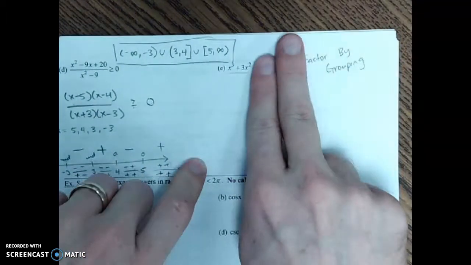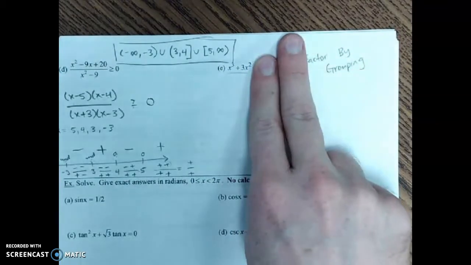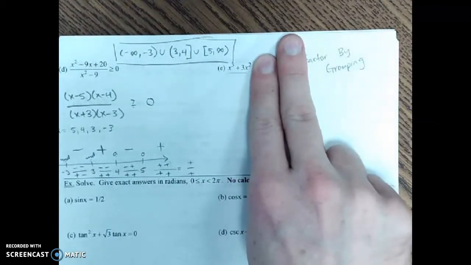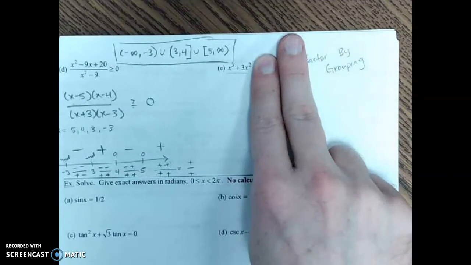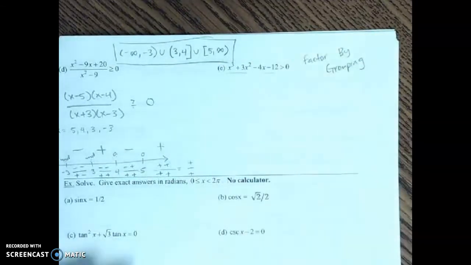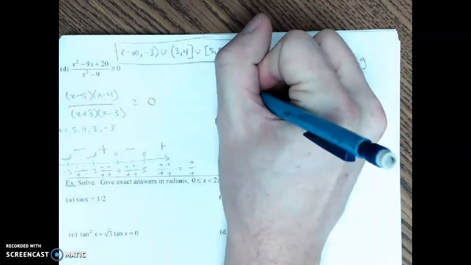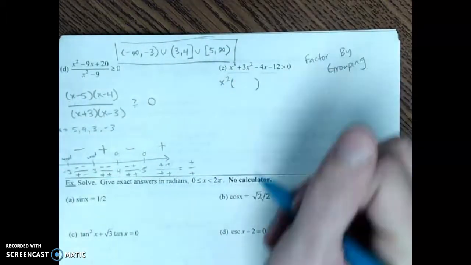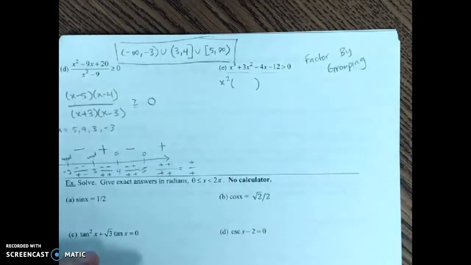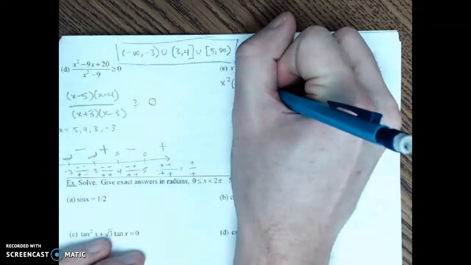Just looking at the first two terms, right? I've got an x cubed plus 3x squared. The common term in both of those, it looks like you could factor out is an x squared. So out of these first two, I could factor out an x squared, and if I factor out x squared, you're going to be left over with x plus 3.